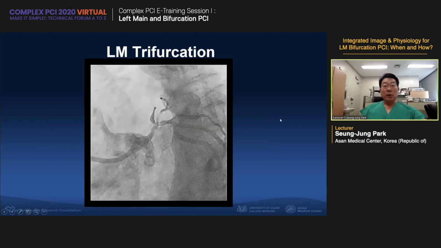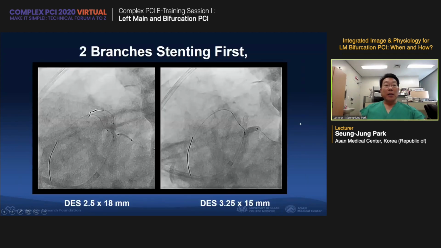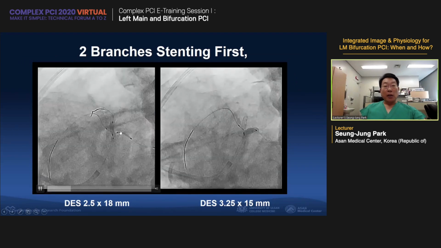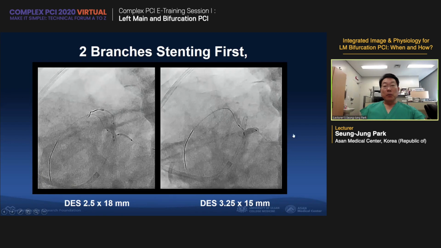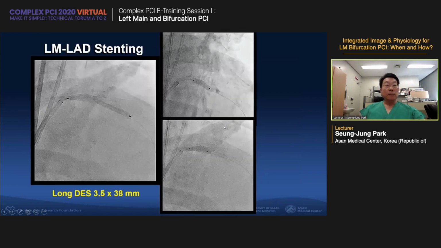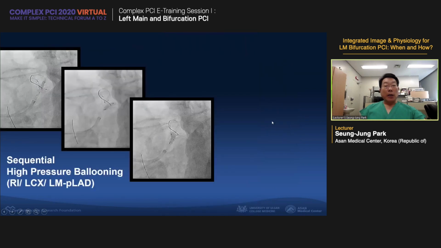There is truly trifurcation disease, and so we deployed three different wires and two branches, circumflex artery and Lamus branches, as a stent first, and then we did balloon crush first, from the LAD to the main. This is the final two stents, Lamus and circumflex, and balloon crush, and then finally we did main LAD stenting, a 3.5 by 38 long stent, high pressure inflation, and we can make a very good angiographic result.